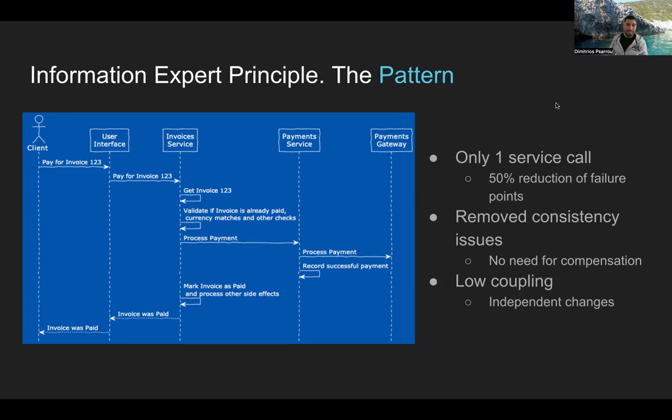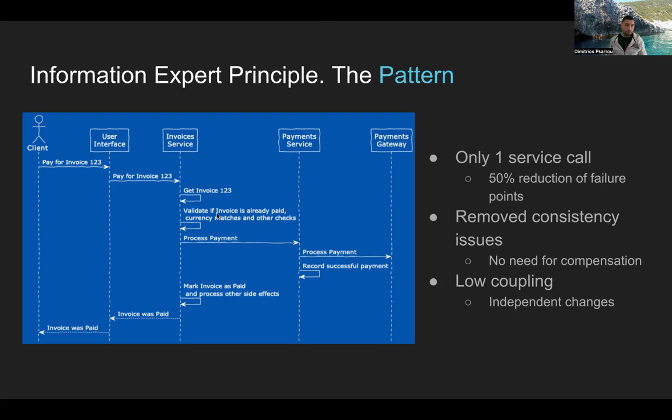So let's now invert the relationship and actually have this process start from the invoices service. So the client wants to pay for invoice 1, 2, 3. The user interface now will talk to the invoices service first. The invoices service will get the invoice from its database because it's their own local database. It will validate any kind of business rules the invoices service has, right? Because they own those rules and they can validate them. They can even enforce them.